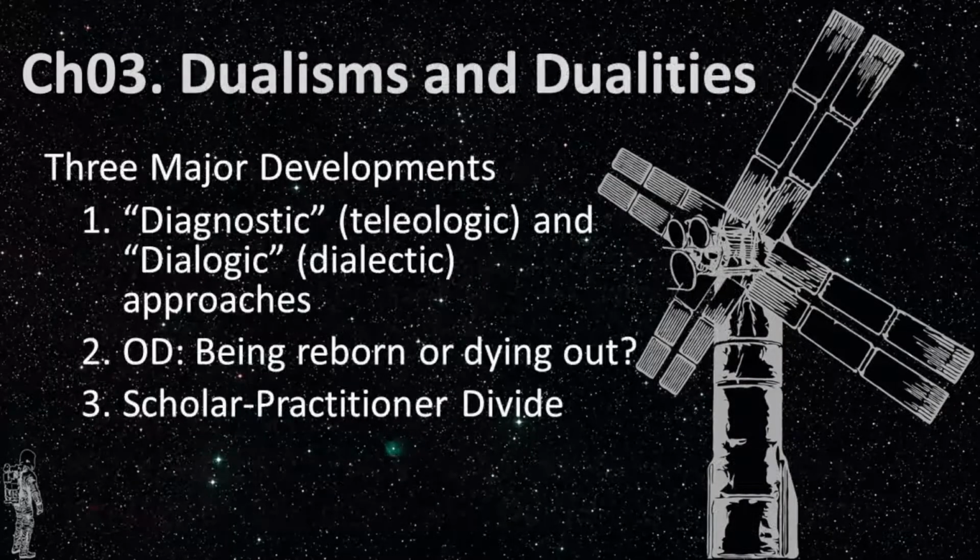Chapter 3 is entitled Dualisms and Dualities in the Ongoing Development of OD, or Organizational Development. OD is the combination of theory and practice of organizational change. In the service of full disclosure, I am not an OD guy, but let's move on. Anyway, there are 3 major developments in OD covered in the chapter.